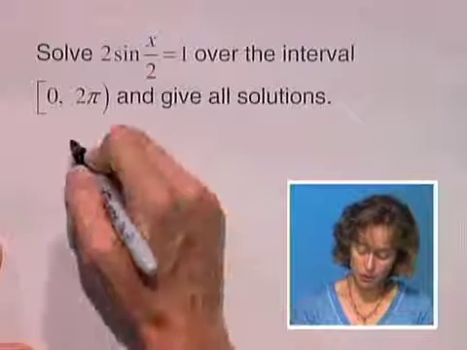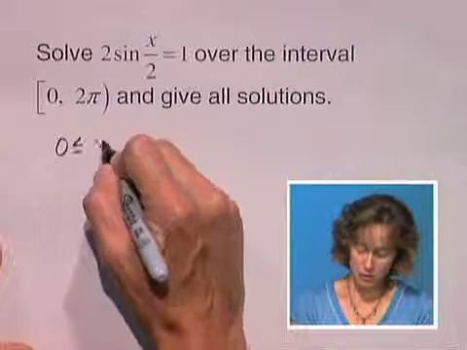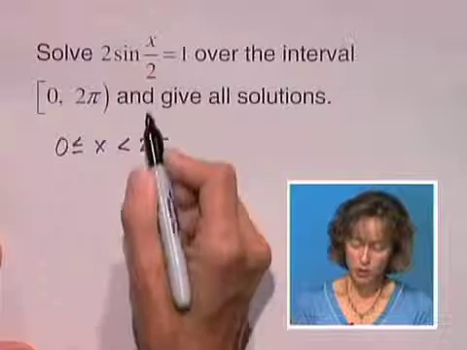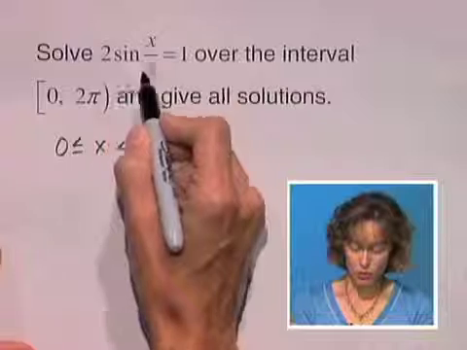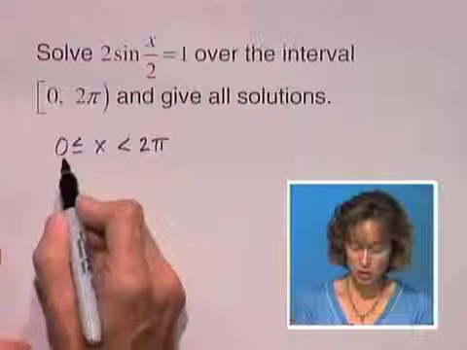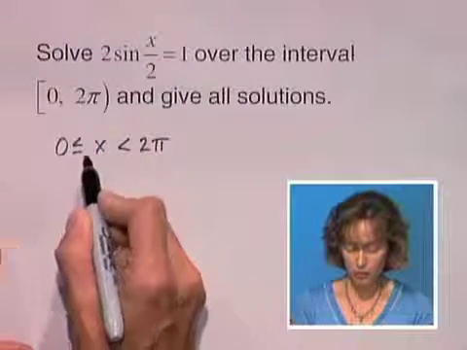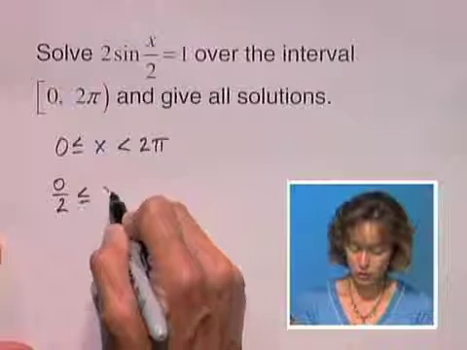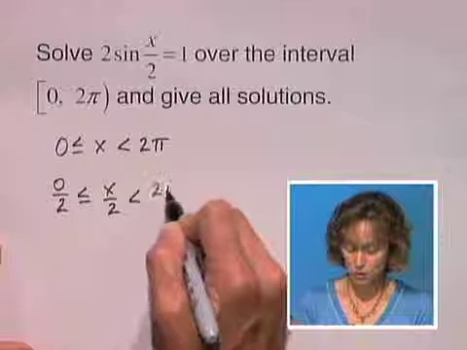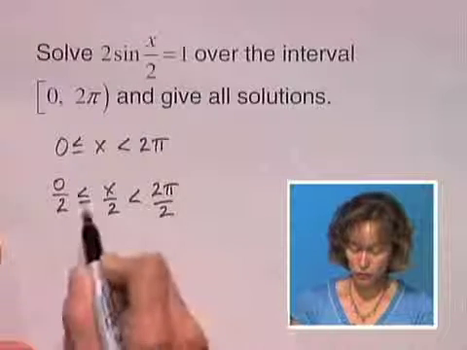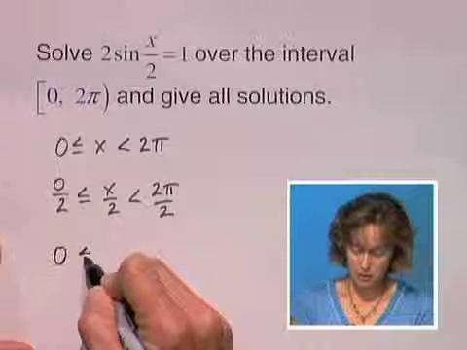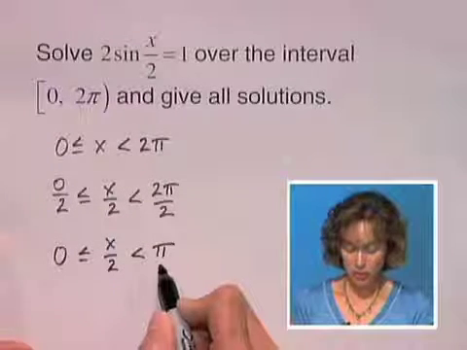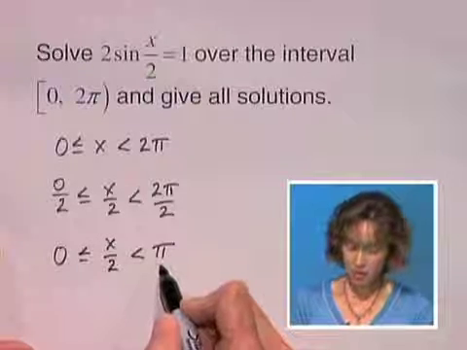What I want is x between 0 and 2 pi, which, if I'm looking at x over 2 in my particular equation, I want to take this interval and divide each part of it by 2: 0 over 2, x over 2, 2 pi over 2, and simplify, and I see that I need x over 2 between 0 and pi. So I'm going to keep that in mind as I solve.